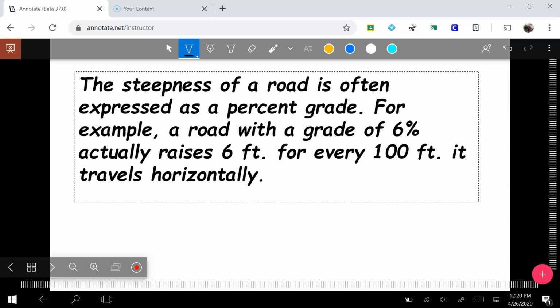Now we're going to talk about road grade. If you ever drive in different parts of the country, there's different parts of Michigan, you see signs that say road grade. Okay, and that's pretty much, it tells you the steepness of the road. And they often express that as a percent. For example, when something has a road grade of 6%, that means it actually raises 6 feet of the road for every 100 feet it travels horizontally.